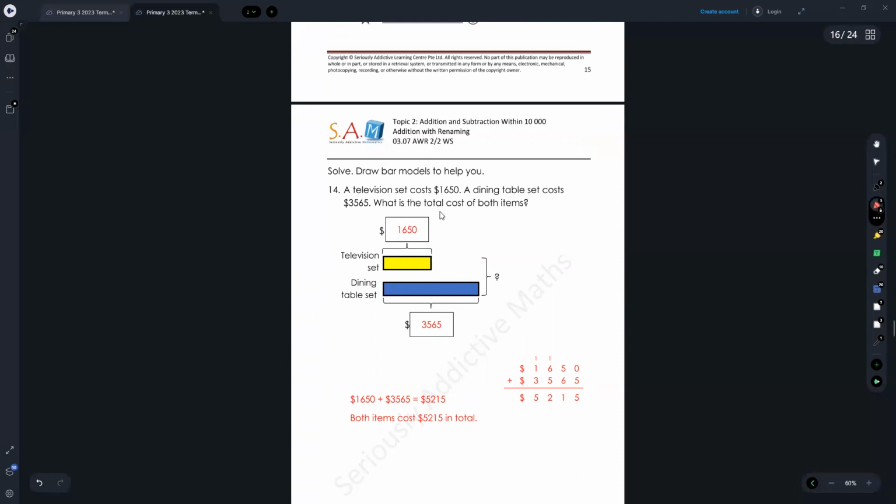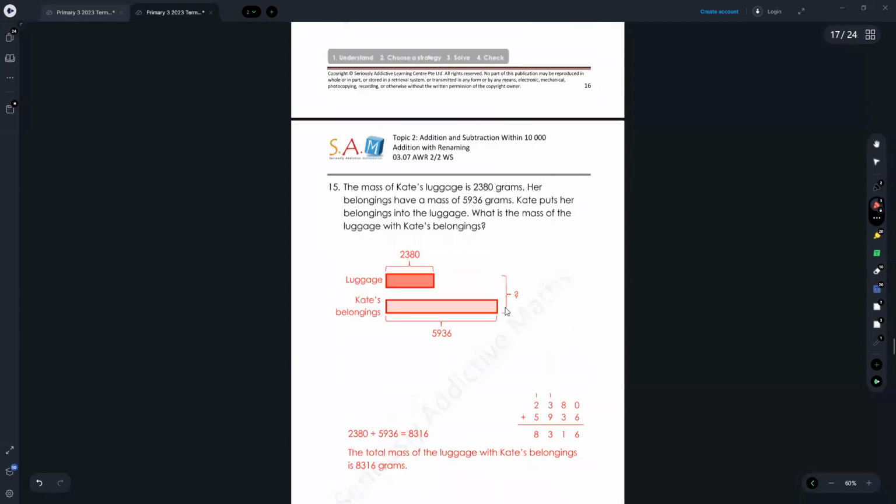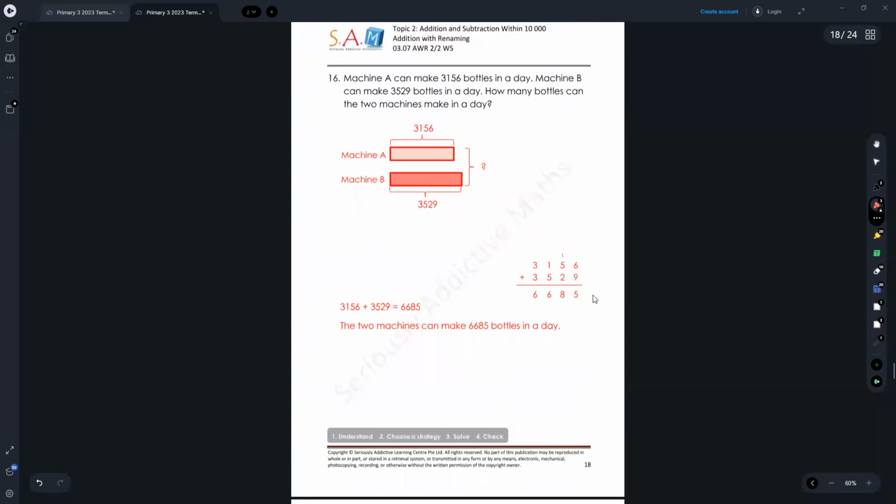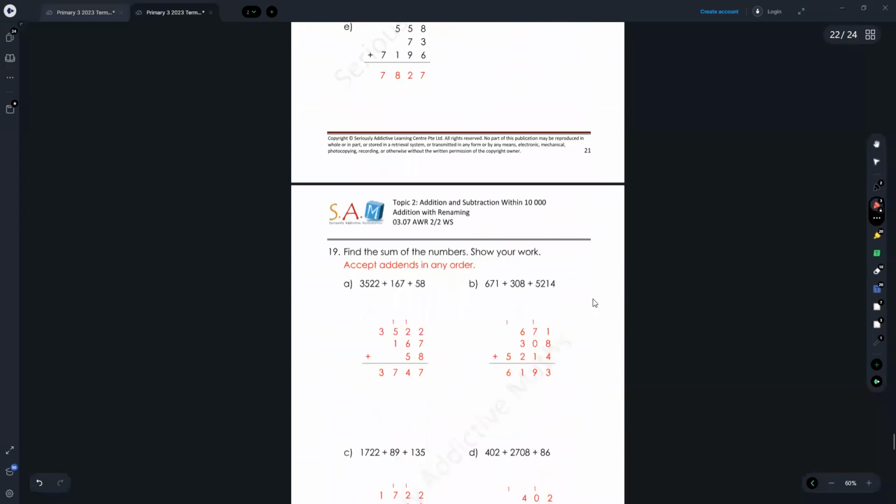First of all, you need to know which one is small. So the dining set is small, therefore you draw a longer rectangle. Right, TV, you draw a smaller one. Right, so just show them how to do this and then label them. Where's the question mark? Solve it. Okay, get them to do question 15 in class. Make sure that they know how to draw the bar model on their own. And the rest, I think you can assign as homework.